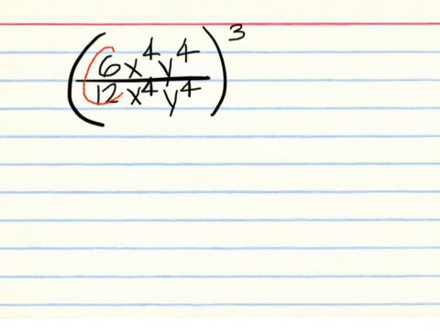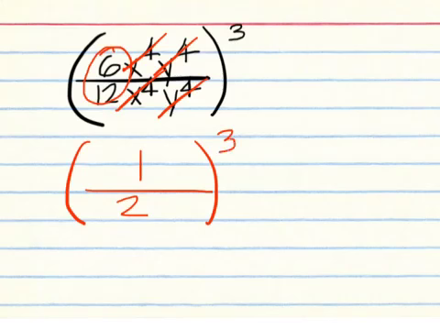Solution for the practice. 6 over 12 is 1 over 2. Write a 2 on the bottom. X to the 4th over x to the 4th cancels out. Y to the 4th over y to the 4th cancels out. So just put a 1 on top. Cube everything. 1 cubed is 1, 2 cubed is 8.